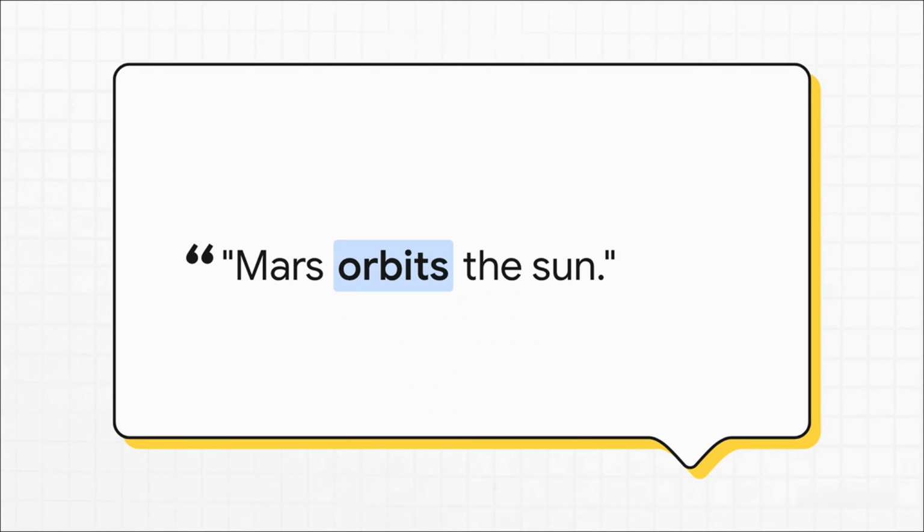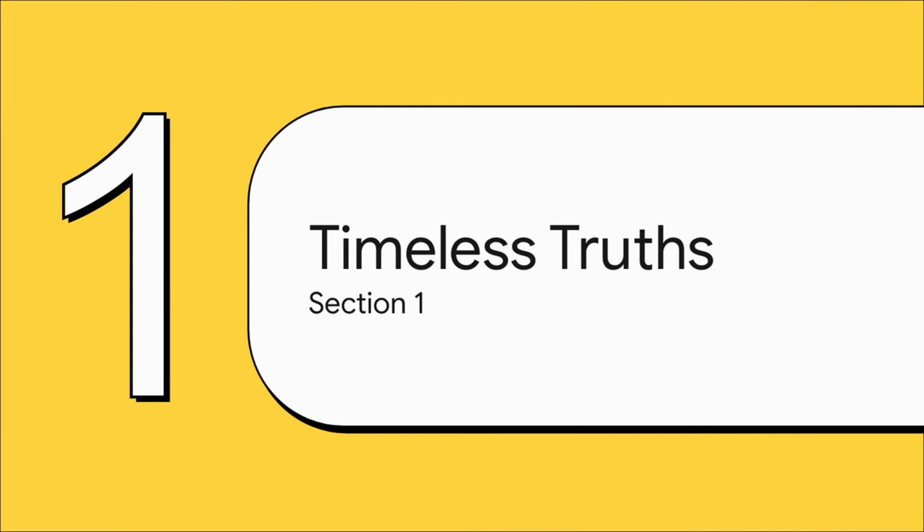Okay, so take a look at this sentence. Simple, right? But this little sentence holds the key to the whole thing. We use the present simple for things that are generally true, happen repeatedly, or are just always true. Think about it. Mars orbited the sun yesterday. It's orbiting it right now, and it's going to orbit it tomorrow. It's a timeless fact. All right, so let's really dig into that core idea.